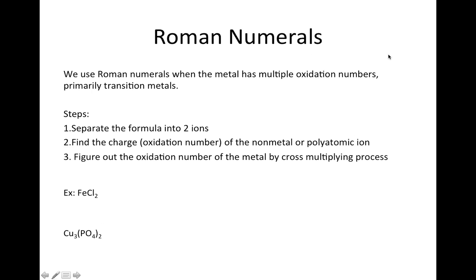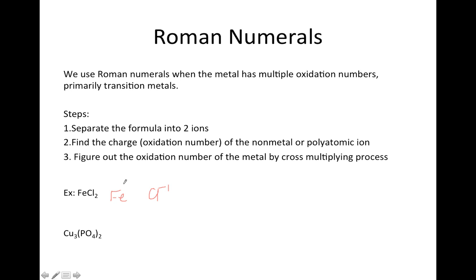Okay, so this last step, number 3, is to figure out the oxidation number of the metal by the crisscross multiplying process. It sounds a little harder than it really is. So let's go ahead and try it out. Here we have FeCl2. So the first thing we must do is separate the formula into two ions. So we have Fe and Cl. And then we find the oxidation number of the nonmetal. If you look at the periodic table, Cl belongs to group 17 and therefore it has a -1 oxidation number.